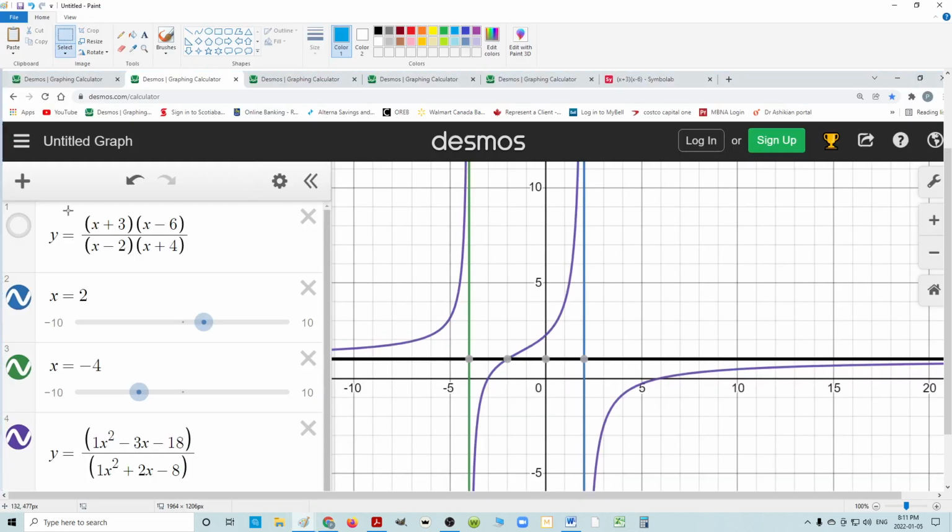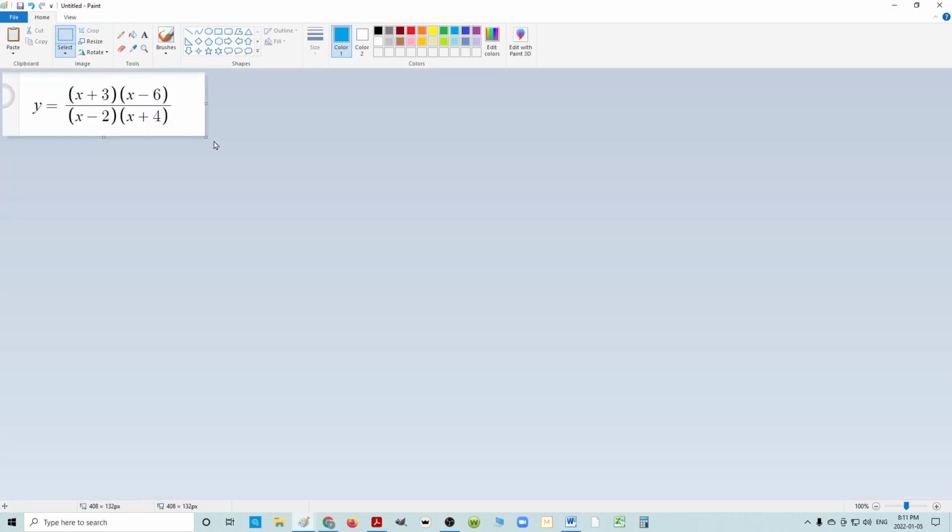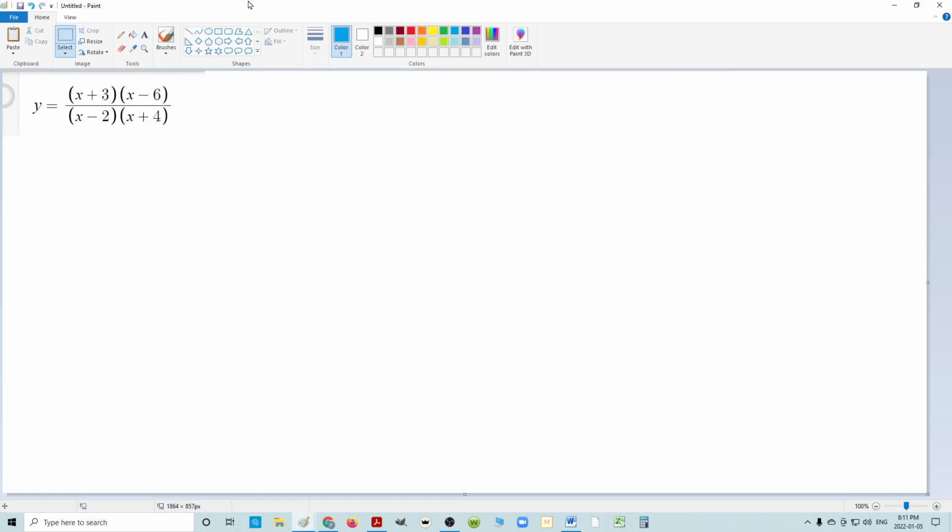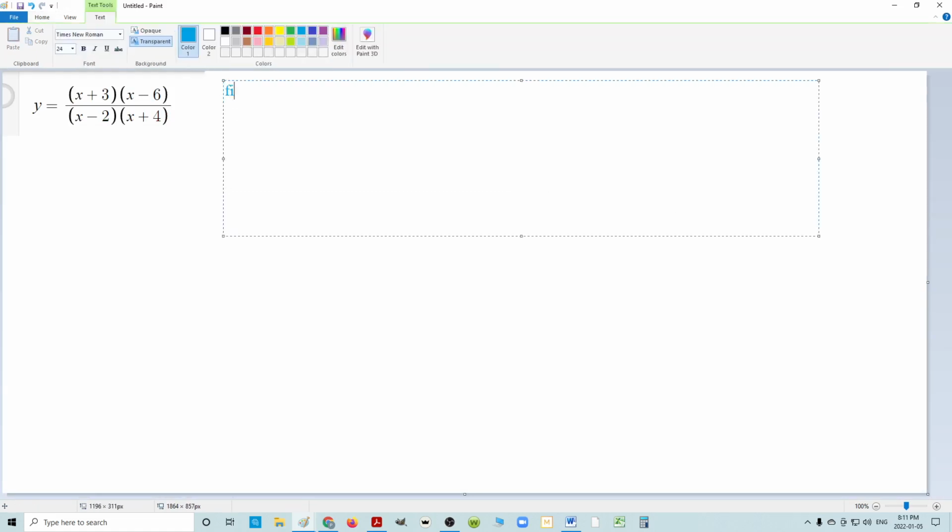You've got this. First step. Figure out the vertical asymptotes. Easy. I just got to focus on the denominator. First, figure out your vertical asymptotes. X is equal to 2, definitely. At the bottom, x is equal to minus 4. Great. Second step. Figure out your horizontal asymptotes.